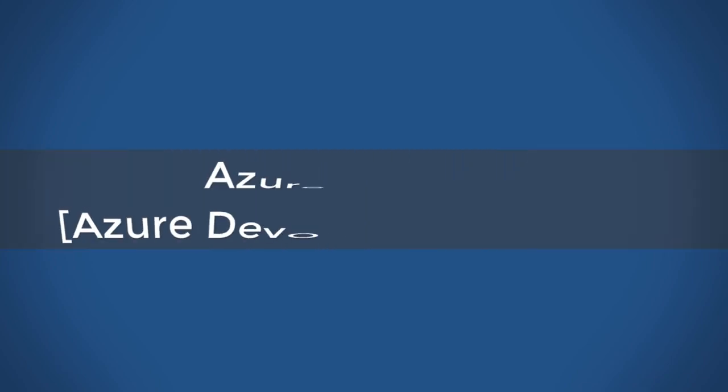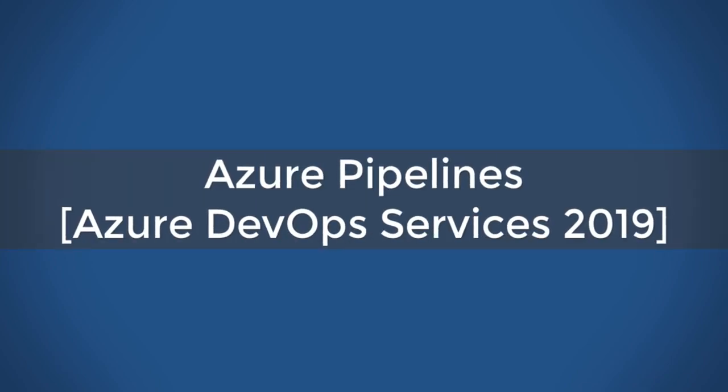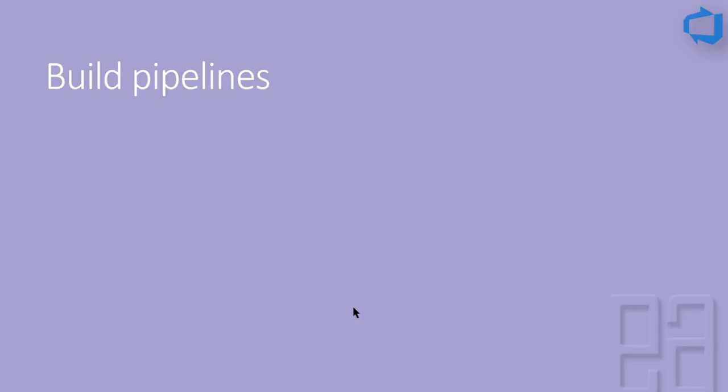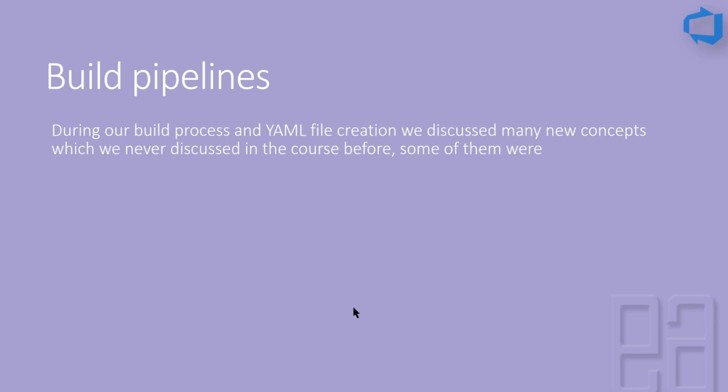In this video, we are going to be talking about Azure Pipelines build pipeline concepts. We have been talking about the build pipelines a lot until our last video, but during our build process and YAML file creations, we discussed many new concepts which we never discussed in the course before. Some of them were the build definitions, build artifacts, build steps or tasks, and build agents.